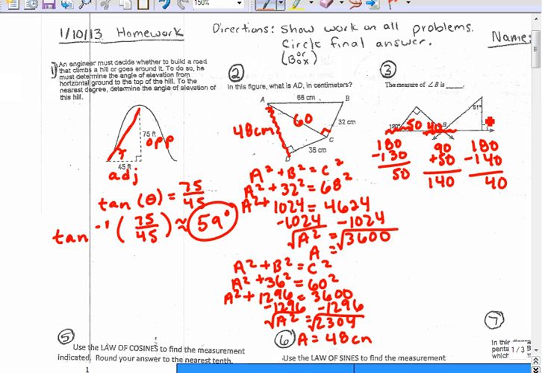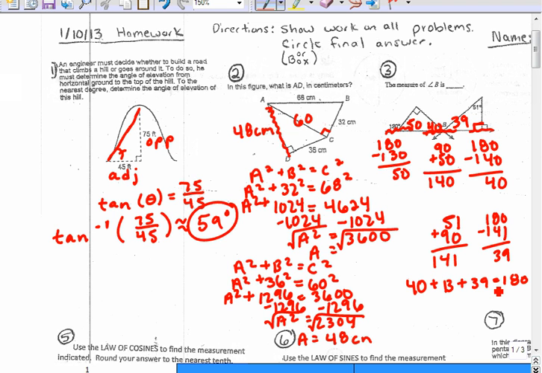Okay, this forms a straight line. This also forms a straight line, so if this is 90, that has to be 90 as well. So 51 plus 90 is 141. 180 minus 141 is 39 degrees, so this has to be 39 degrees. And then since these form a straight line, we know that 40 plus b plus 39 has to equal 180. And 40 and 39 is 79. So if we subtract 79 from both sides, we get b is equal to 101 degrees.